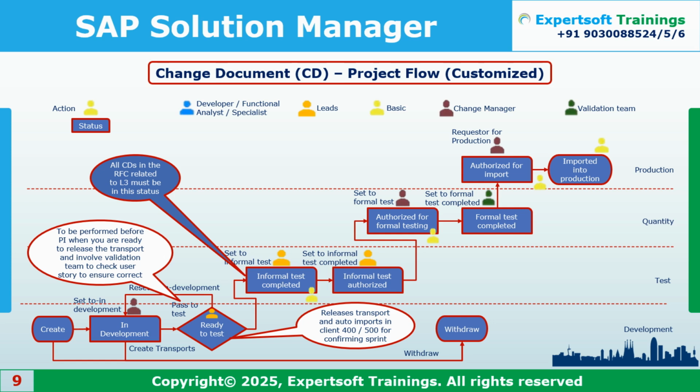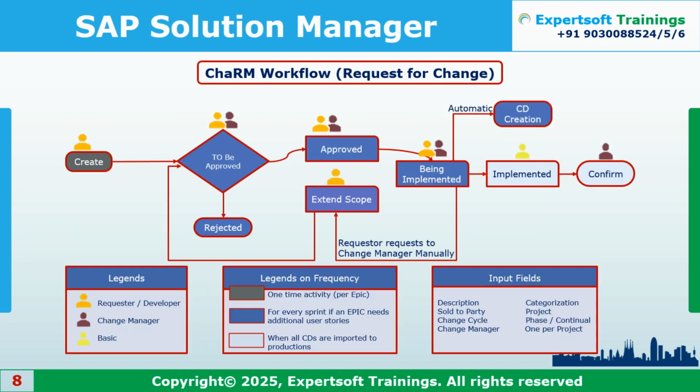So the developer, leads, basis, and change manager all use the same action button to move the user status to the next status, whoever is responsible: the leads, the change manager, the validation team, and the basis team. Finally, the basis team will import the TR into production and move the status to imported into production. This is the change document workflow. Previously I explained the RFC workflow. One RFC will be created, and in one RFC we can create multiple change documents, just like this.